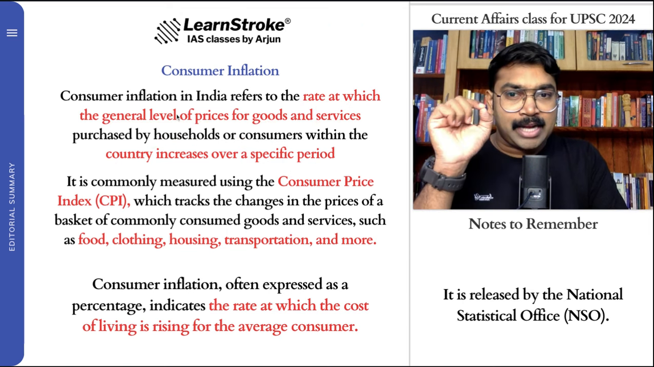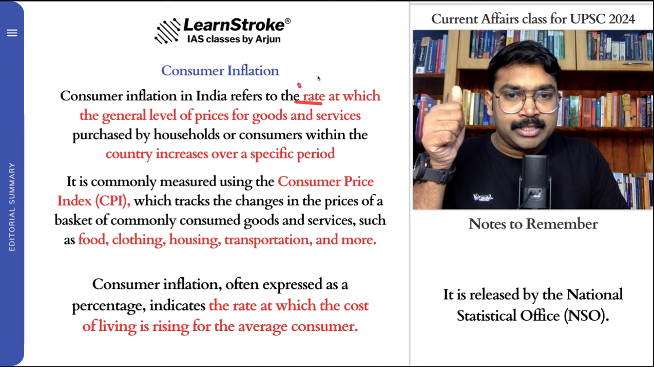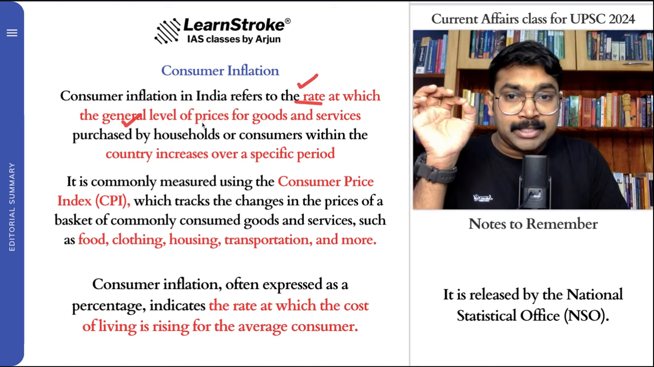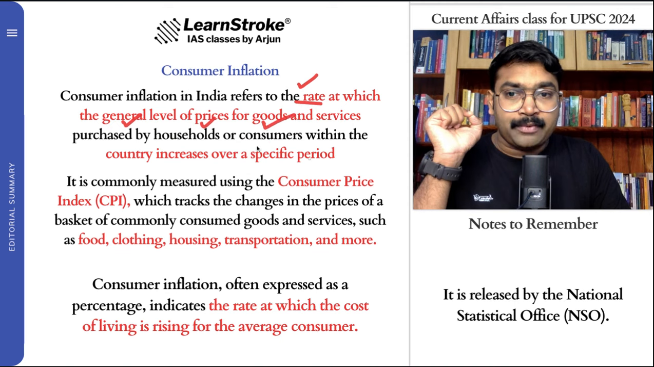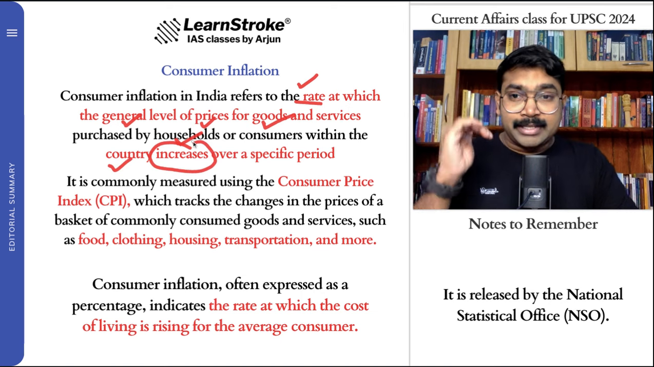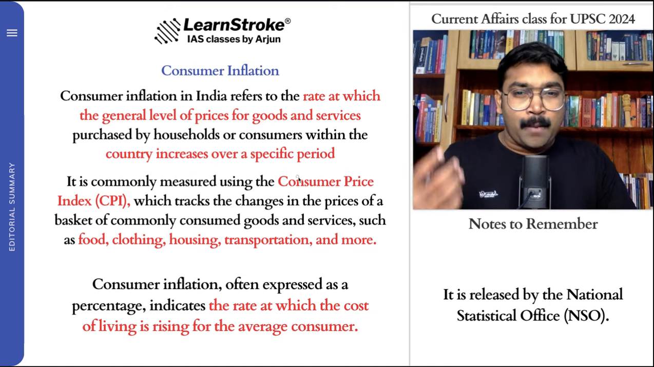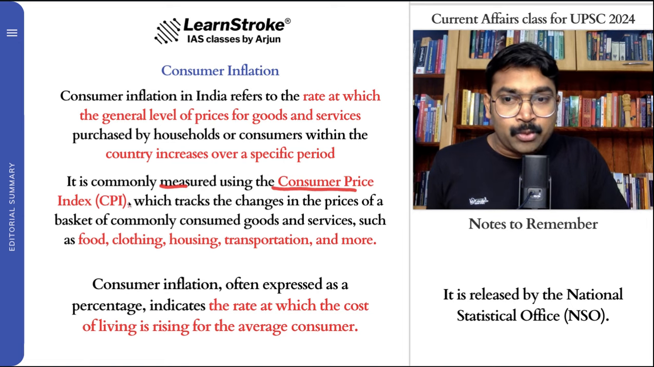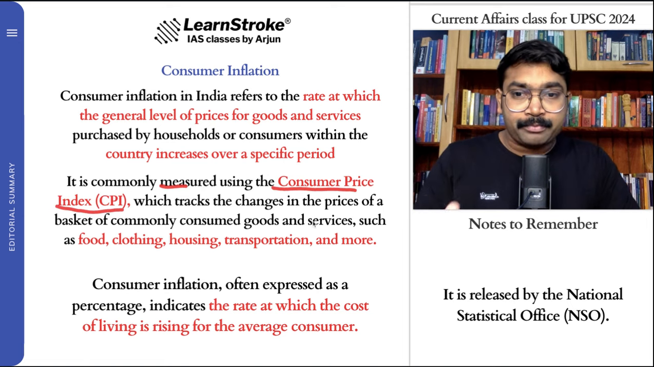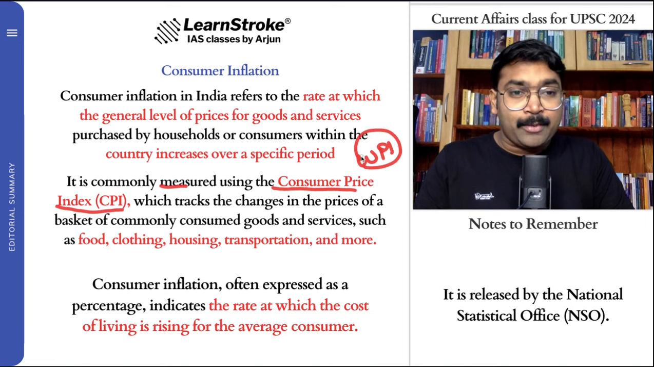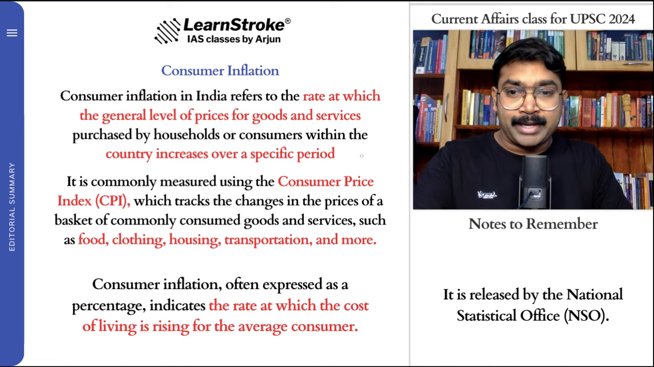So consumer inflation, number one, is the rate at which the general level of prices for goods and services purchased by households within the country has increased. So this is definitely consumer inflation. Normally it is measured by something called the consumer price index, CPI, and you must have also heard about WPI. We need an idea about the difference between CPI, WPI, etc.